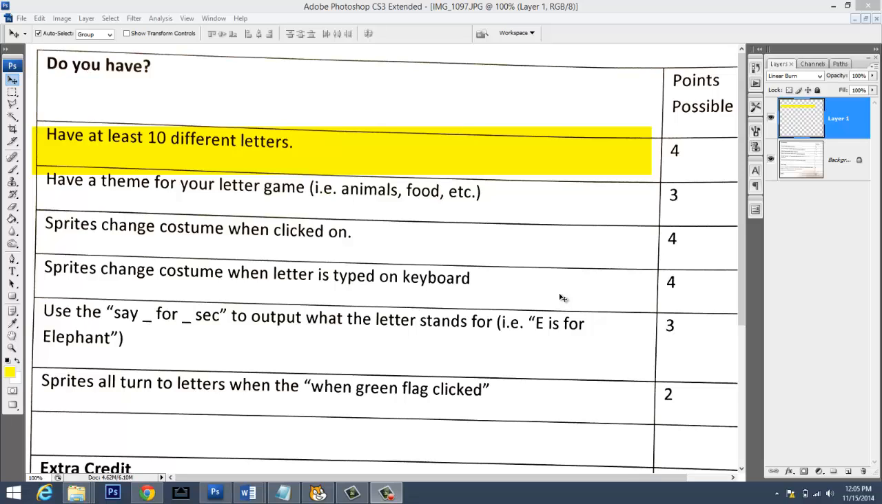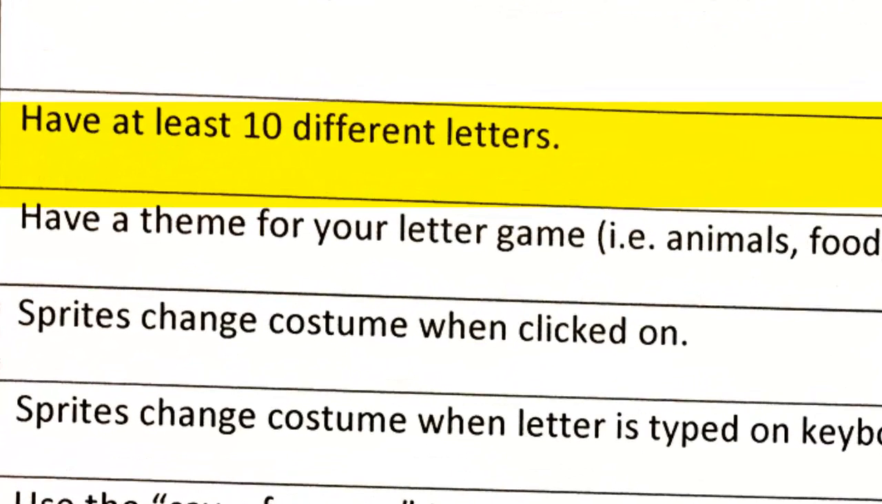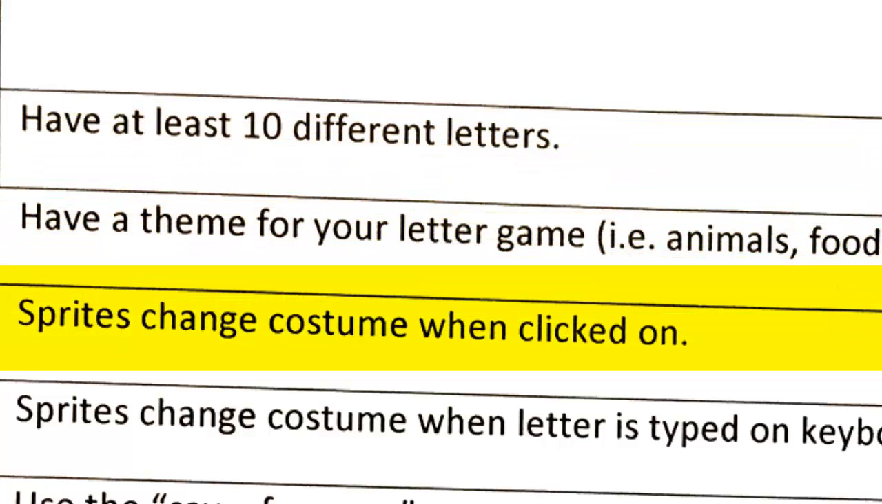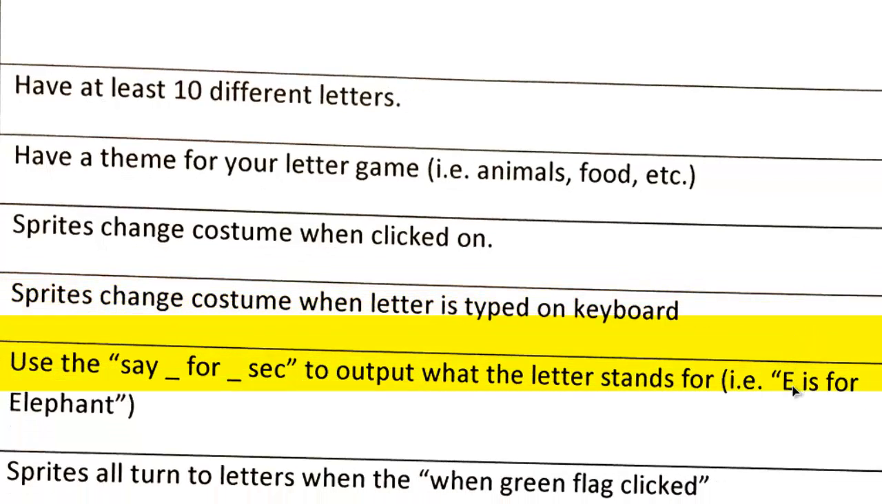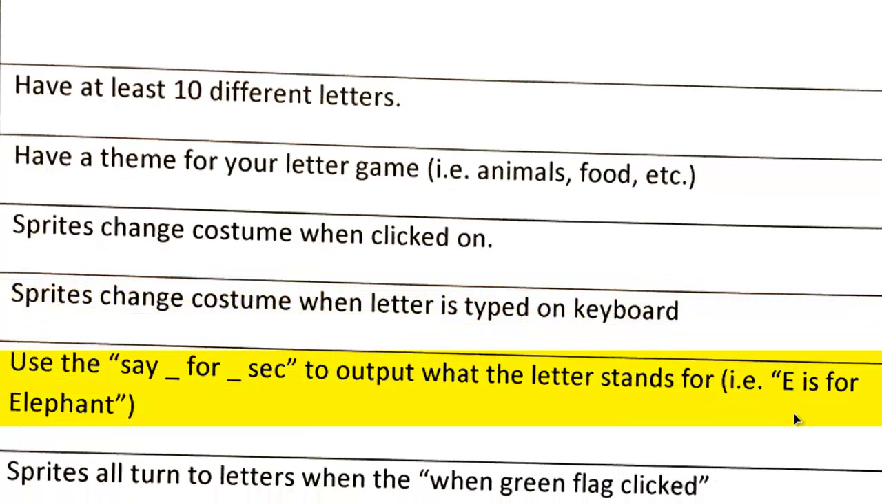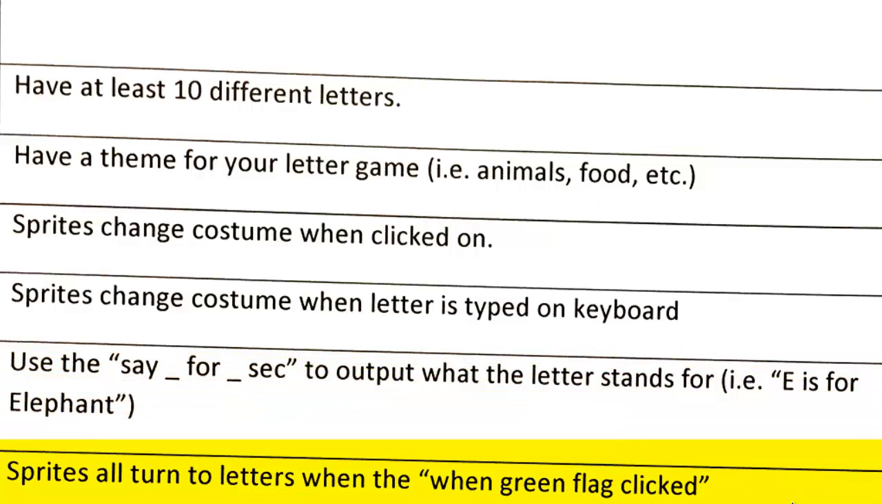Today we're going to be working on this alphabet programming assignment using Scratch, and we've got a tremendous amount of work to do. So here are our expectations: that you have at least 10 letters, that you need a theme for your letter game, that the sprites change costume when clicked on. Also, when a letter is typed on the keyboard, you're going to need to use this save for second output, and that all the sprites revert to that original letter when the green flag is clicked.